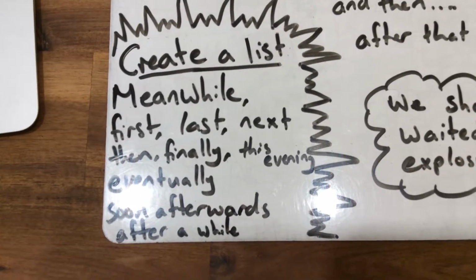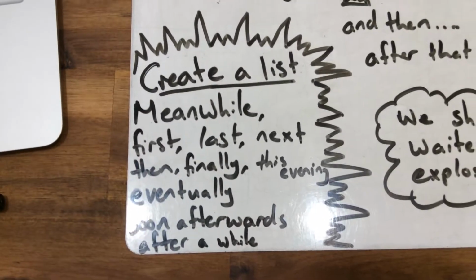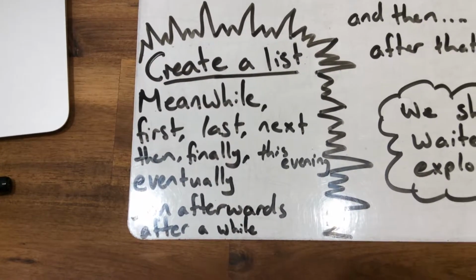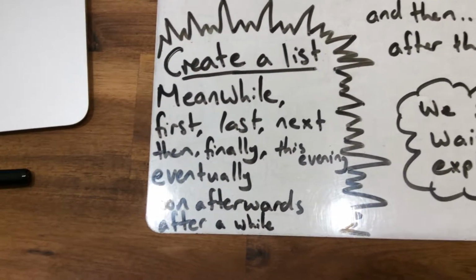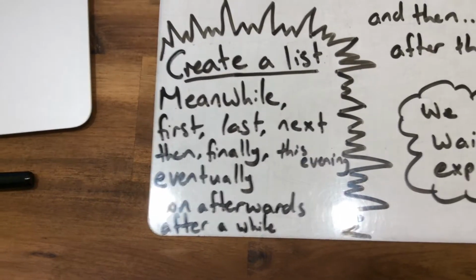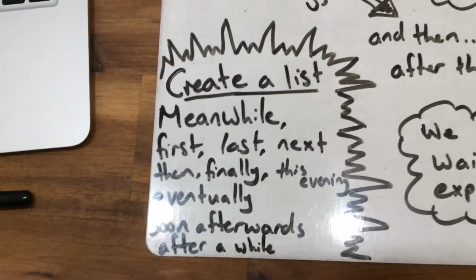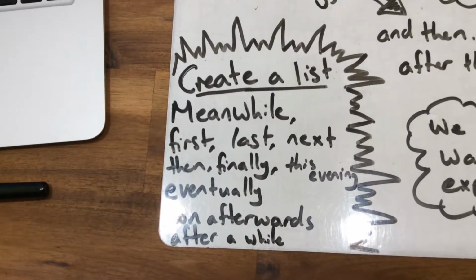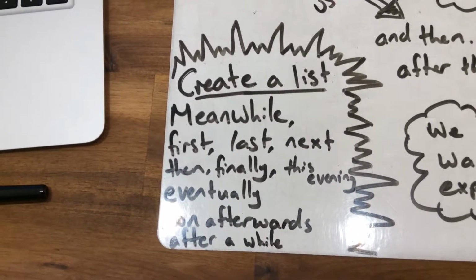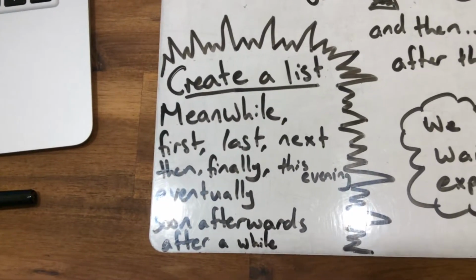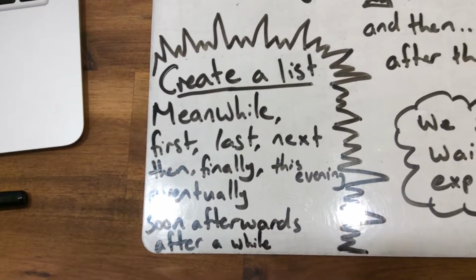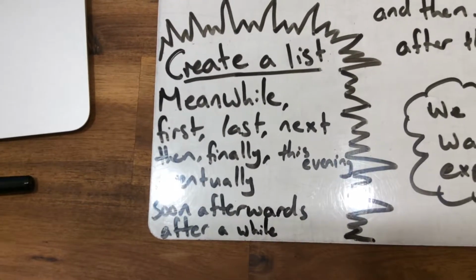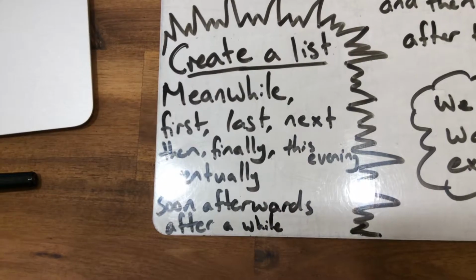So my little list here has some of the familiar words that you should know already. Like meanwhile, first, last, next, then, finally, this evening, eventually, soon afterwards, and after a while. Those are just a few that quickly sprang to mind when I was jotting them down. Especially with some of those ones like "then", we really want to vary those definitely. Give yourself a number, maybe two or three, that you can only use of that word. Okay, so try and up level it.